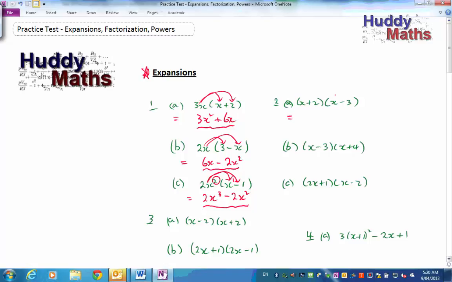Let's go up here to question 2. This is FOIL: first, outers, inners, last. Everything in this bracket has to be times by everything in this bracket. X by x is x squared. X by neg 3 is neg 3x. Plus 2 by x is positive 2x. 2 by neg 3 is neg 6. So this equals, let's collect them up, minus 3 dogs plus 2 dogs is neg 1 dog. Take 6, collecting up those like terms.